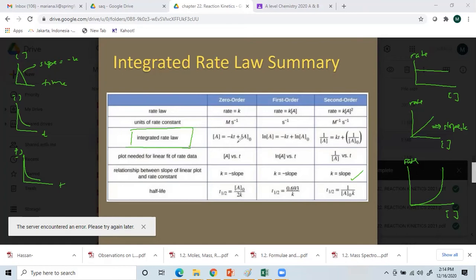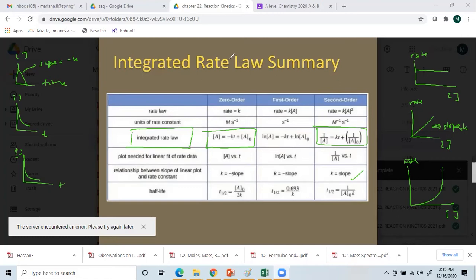The integrated rate law for zero order will be like this: concentration of A equals negative kt plus the concentration of A at time 0, the initial concentration. For first order it will be ln of the concentration of A equals negative kt plus ln of the initial concentration of A. And for the second order it will be like this.